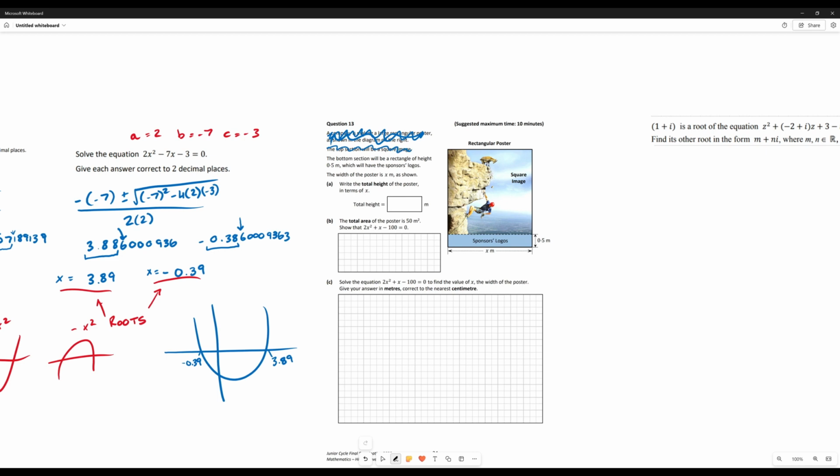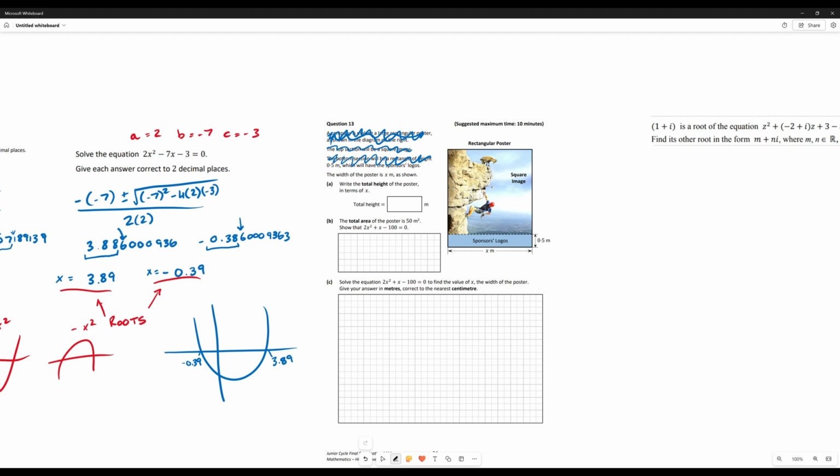The bottom section will be a rectangle of height 0.5 meters, which will have the sponsor's logo, which they have in. Okay, I'm going to get rid of that. Because sometimes the words just trick people, and their brain is trying to process every sentence at the same time. If you can read them one at a time and go, do I need that or will I not need that? Also, I wouldn't advise in your exam to scribble over the stuff. Alternatively, highlight the stuff that is important rather than scribble out the stuff that isn't important.